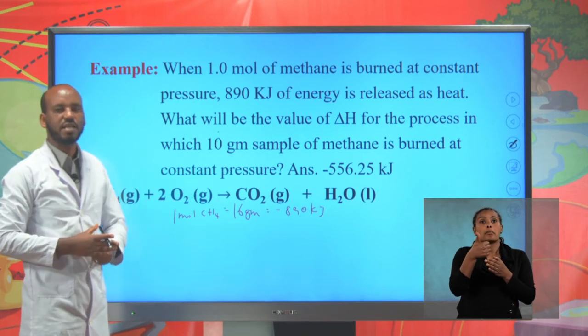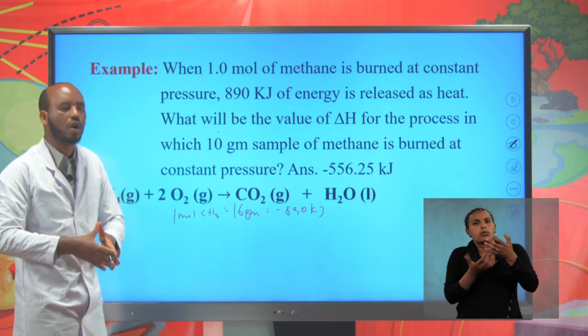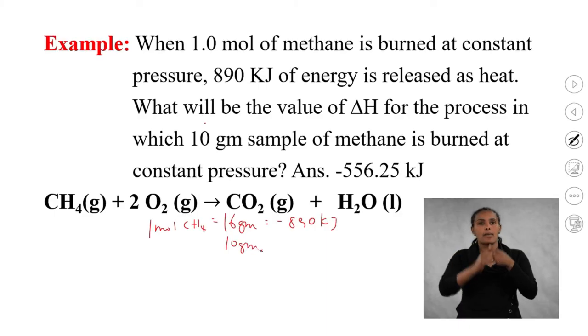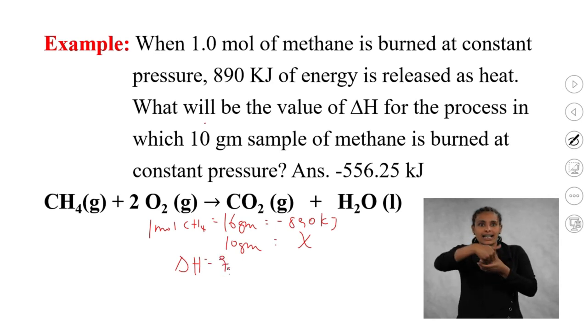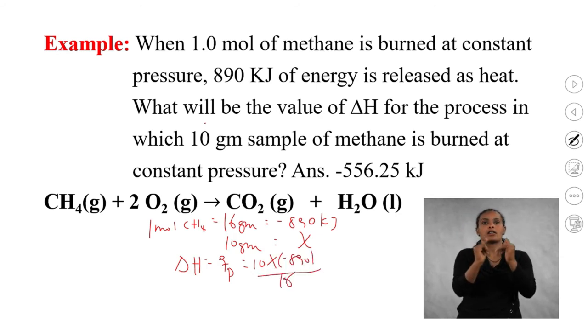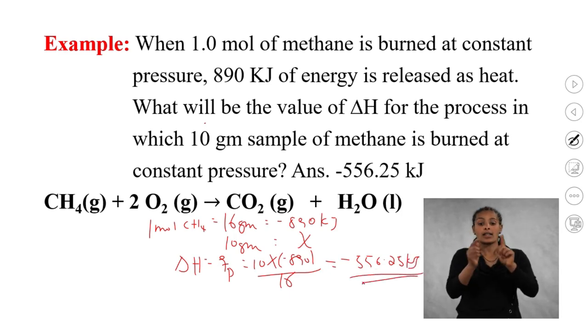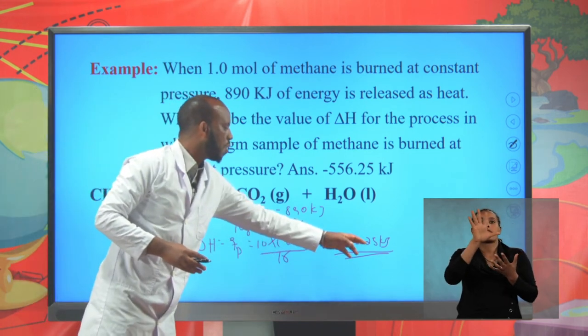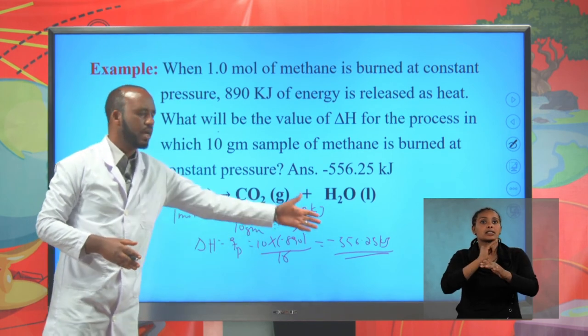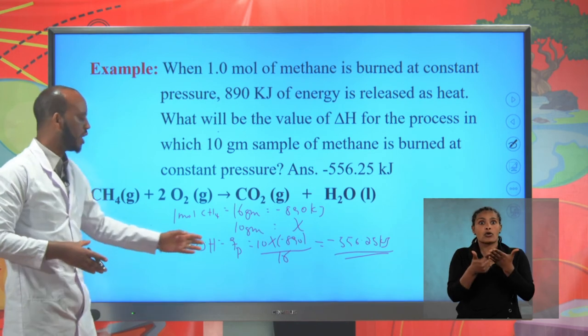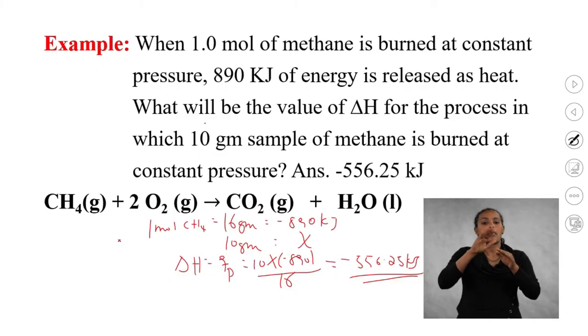If a 10 gram sample of methane is burned, how much heat energy is released to the surrounding? 10 gram releases X kilojoule of energy. From this, delta H equals the heat absorbed or released by the system at constant pressure, which is 10 times minus 890 divided by 16. 10 times minus 890 divided by 16 equals minus 556.25 kilojoules. When 10 gram of methane is burned, minus 556.25 kilojoule of energy is released to the surrounding. Therefore, enthalpy change equals heat released by the system at constant pressure.